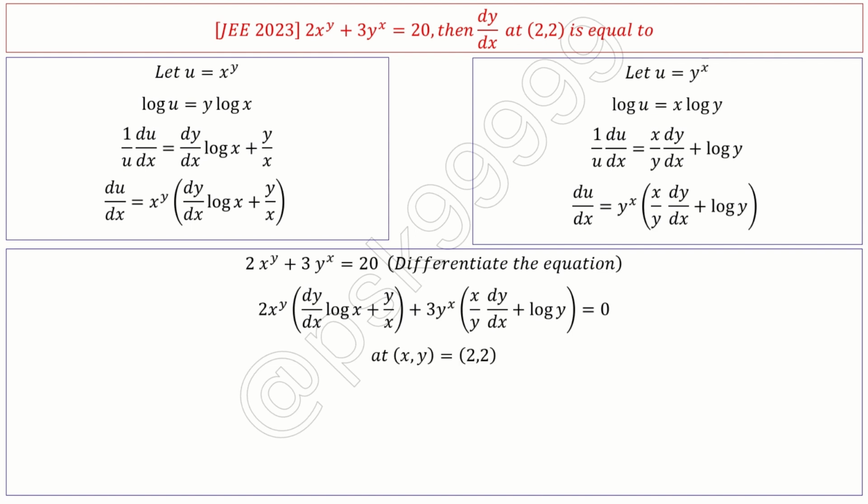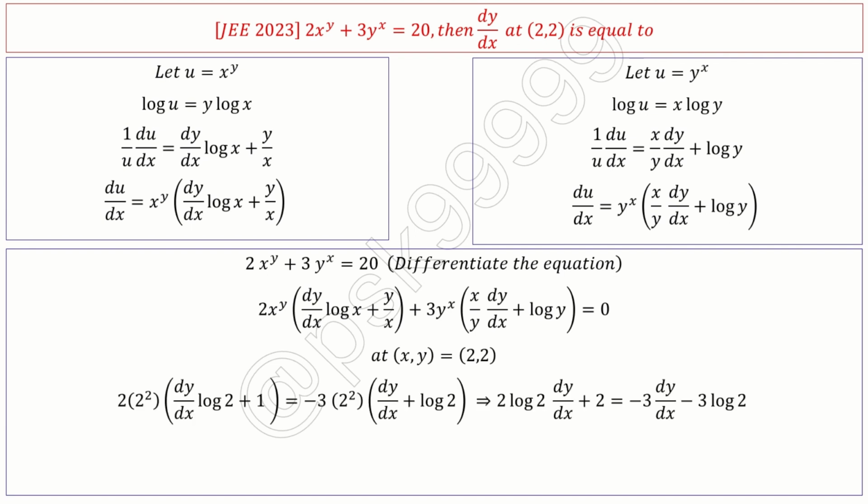Now you don't need to simplify, because we are finally finding the value of dy by dx at (2, 2). So just substitute x equal to 2, y equal to 2, and simplify. What you will get is dy by dx equal to minus of (3 log 2 plus 2) divided by (2 log 2 plus 3).